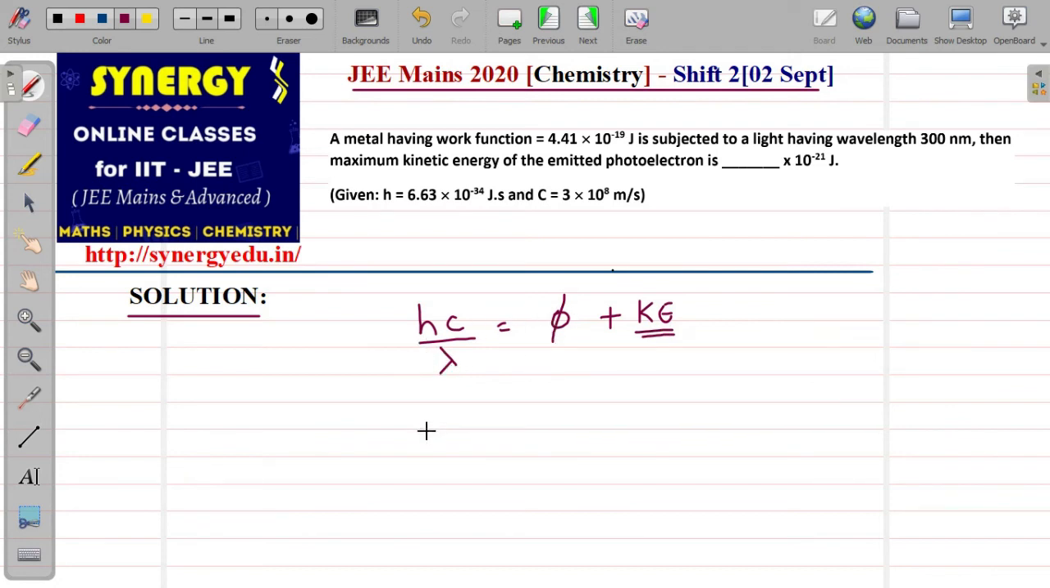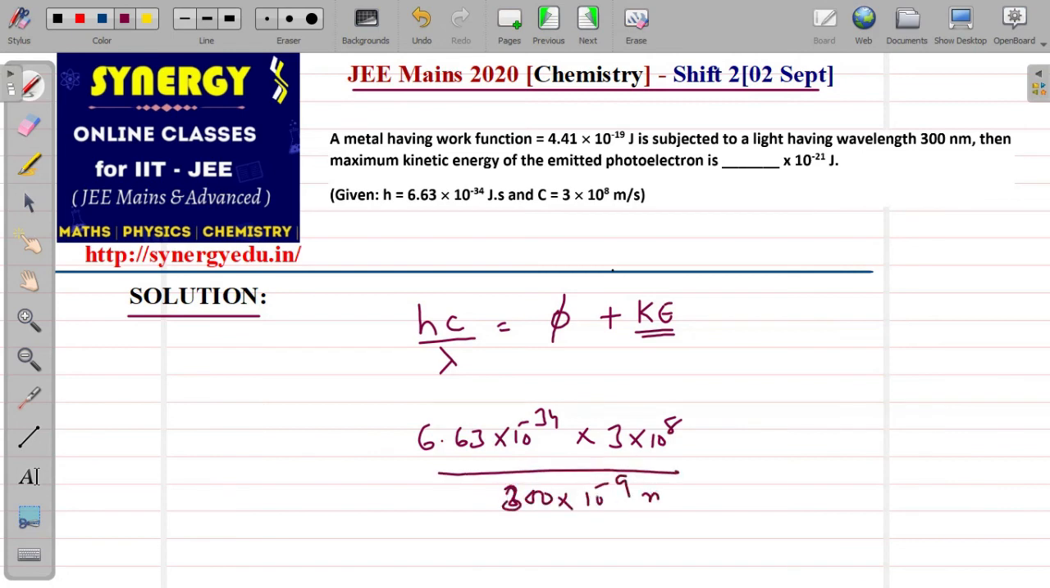So substitute that. The h value is also given in the question, and the speed of light is also given, along with lambda. 1 nanometer is equal to 10 power minus 9 meters, so substitute that in SI units. So this is equal to the work function value 4.41 into 10 power minus 19. This is the work function plus kinetic energy.